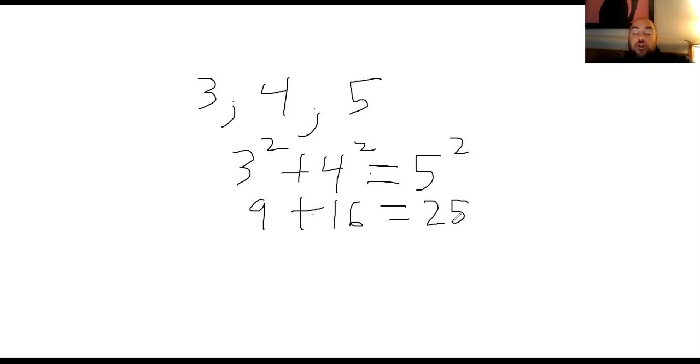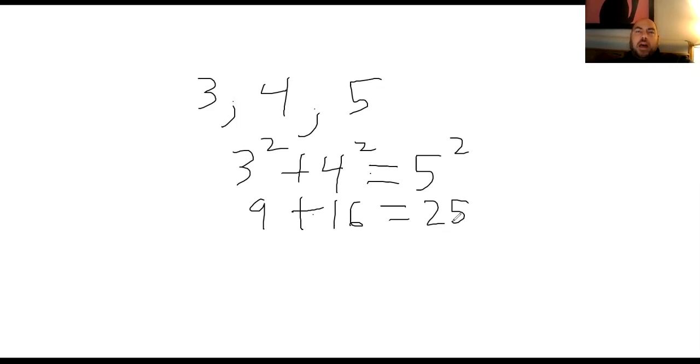You can also do these times 2, so 6, 8, and 10 work, 9, 12, and 15 work, 30, 40, and 50 work. Other sets that you see a lot are 5, 12, and 13, then 10, 24, 26, things like that. Those all work as well. What's important is identifying the three numbers, realizing that if the squares of the two smaller ones add up to the square of the longest one, then it does form a right triangle.